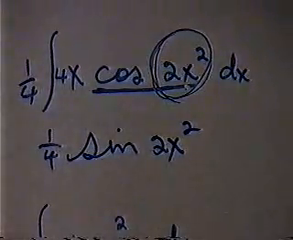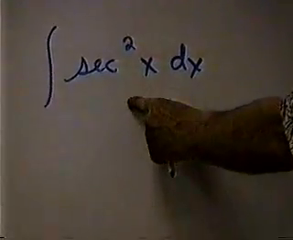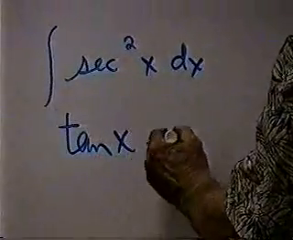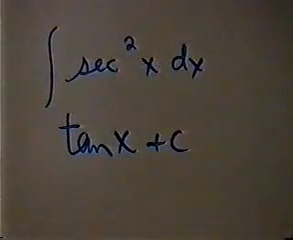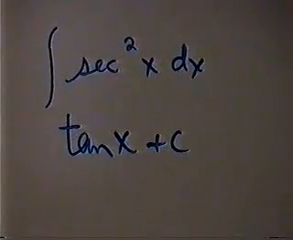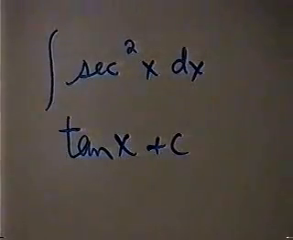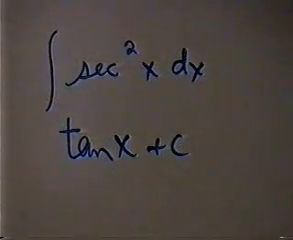All right, next one. The antiderivative of secant squared is tangent. So that's the easy one. And the reason we know that's true is because the derivative of tangent is secant squared. So we did it right. All right, next one.